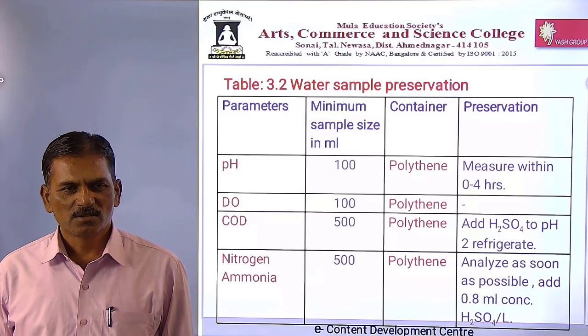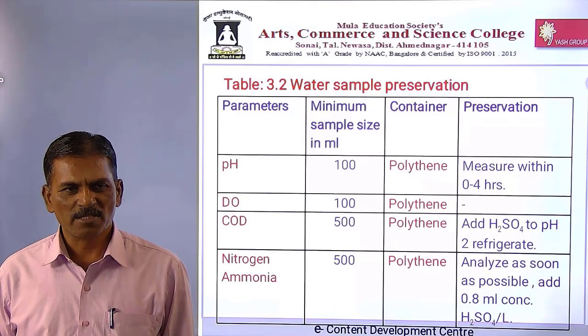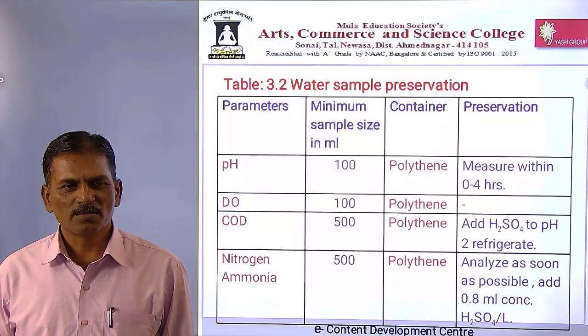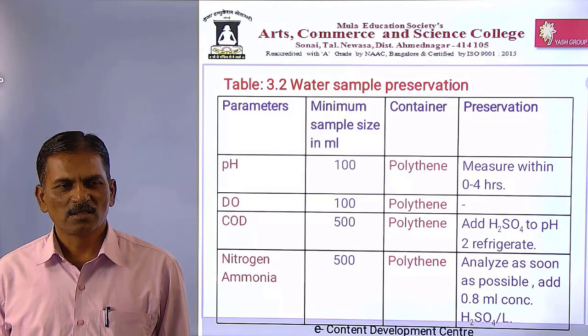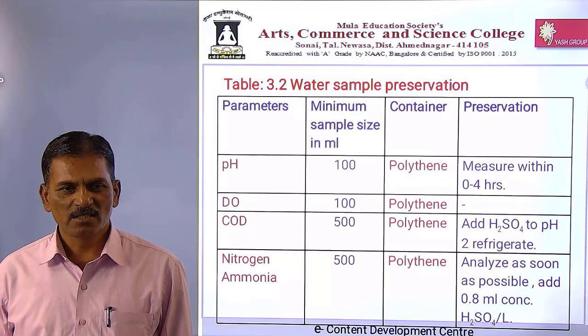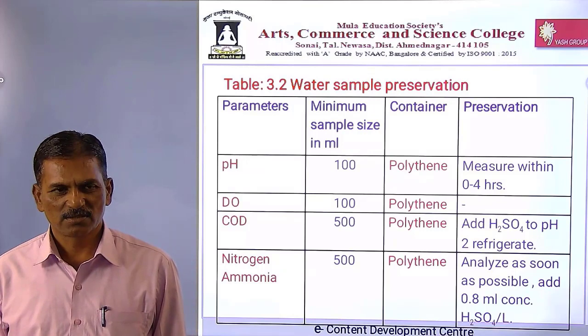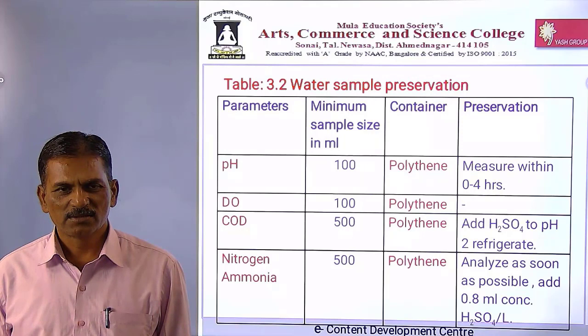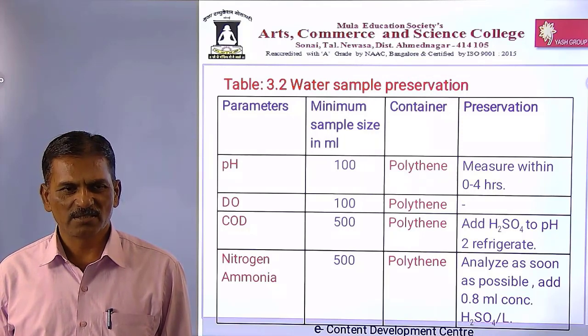So this is the table for water sample collection and preservation, with parameters, minimum sample size in ml, container and preservation. These are the precautions which are taken for the collection of samples for the analysis of parameters of water. Number one, for measurement of pH, minimum sample is 100 ml, container is a polythene bag, and preservation is to measure within 0 to 4 hours. Dissolved oxygen, 100 ml, polythene bag, there is no time for preservation.